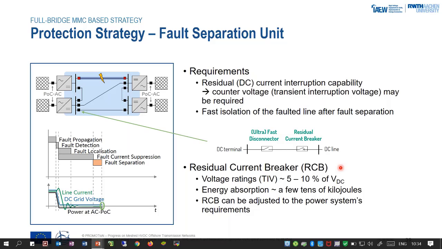And overall, this residual current breaker can also be adjusted to the needs of the protection strategy. So if you have to be a little bit faster, you might take a bigger residual current breaker. If there's a little bit more time, then the converters can suppress the current longer, and the amount of energy which needs to be absorbed in the residual current breaker is smaller. So after opening the residual current breaker, we can open an ultra-fast disconnector to ensure that the line is also isolated from the healthy part of the grid.